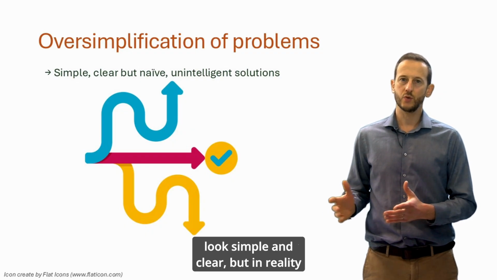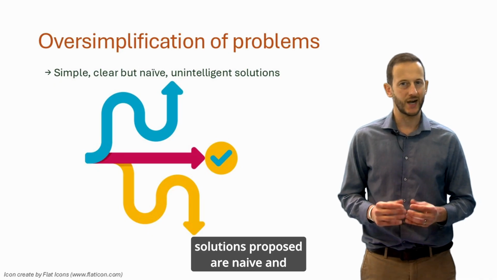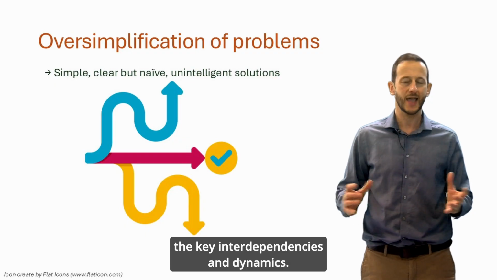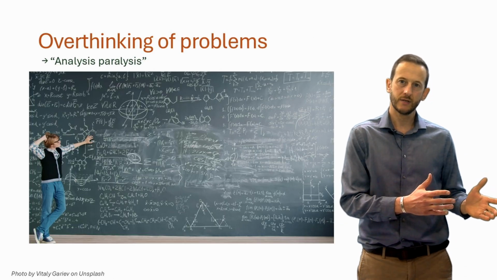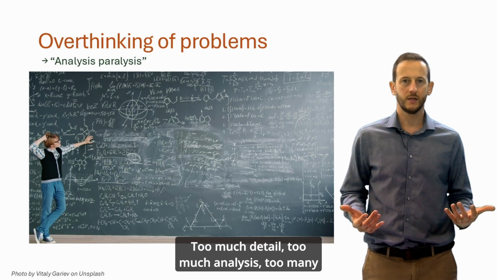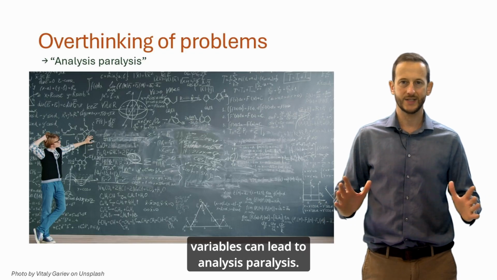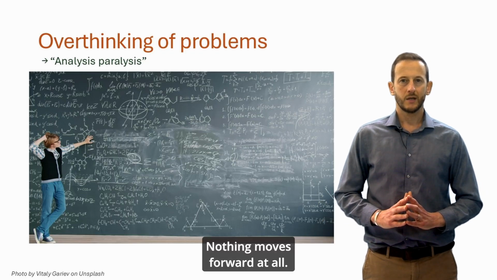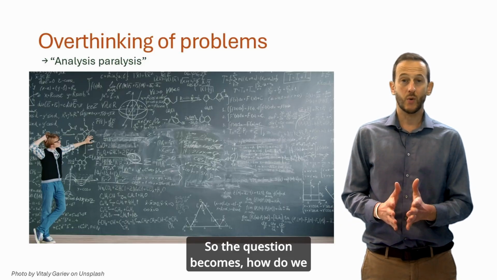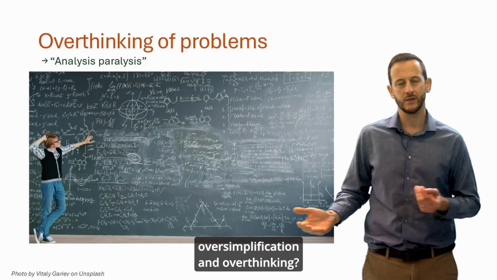Oversimplification can make problems look simple and clear, but in reality, solutions proposed are naive and ineffective because they ignore the key interdependencies and dynamics. In contrast, we might also risk overthinking problems. Too much detail, too much analysis, too many variables can lead to analysis paralysis. Nothing moves forward at all. So the question becomes, how do we strike a meaningful balance between oversimplification and overthinking?